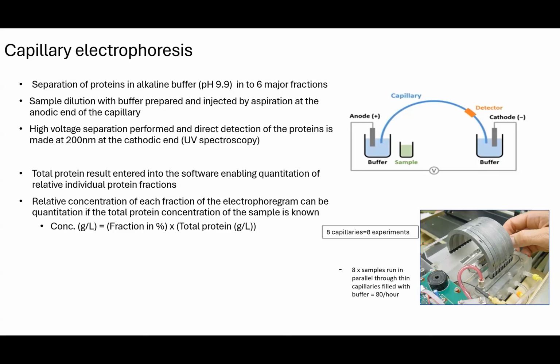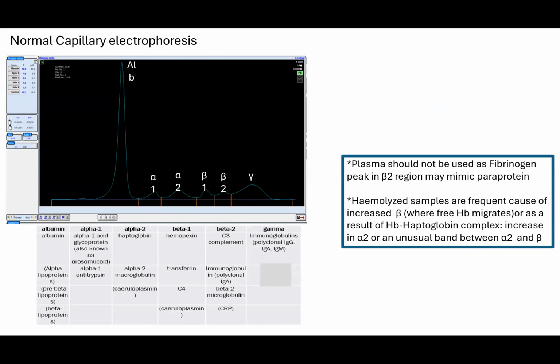And then we put the total protein result into the computer software, and that helps us, again, similar to the densitometry that I talked about in gel electrophoresis. So you put the total protein result into the software, and based on that, the software can quantify the relative protein fractions. It basically calculates the fraction, the percentage, and then multiplies it by our total protein to give us the concentration of that protein.